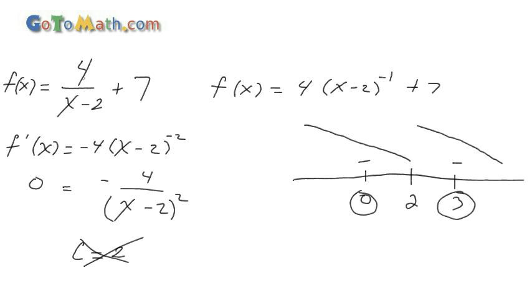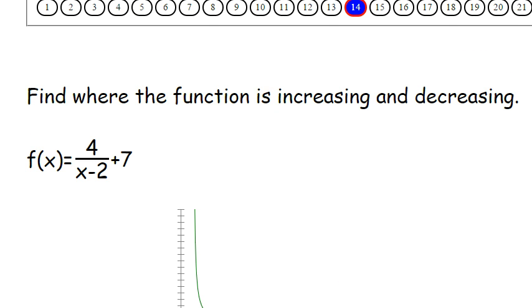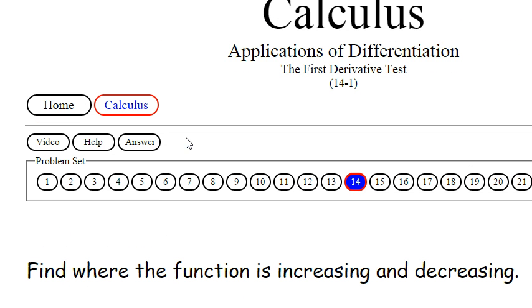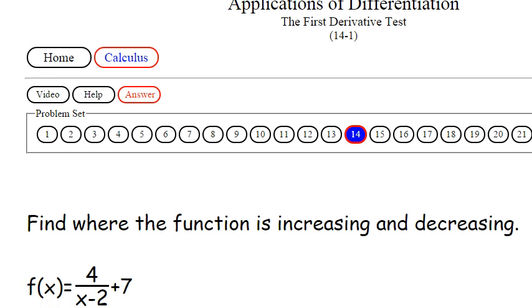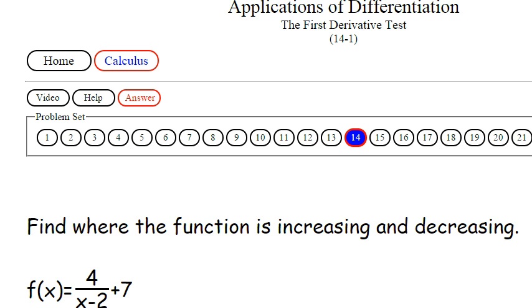So the switch here is being careful about the critical number, because we have the situation where we have decreasing and decreasing going on here, right? So we do use the vertical asymptotes to determine that. And of course we can tell by looking at the graph what's going on here. But let's click the answer and make sure everything's okay with that. And we get decreasing from negative infinity to 2 union 2 to infinity. Alright, so that's the reason I threw these in there.